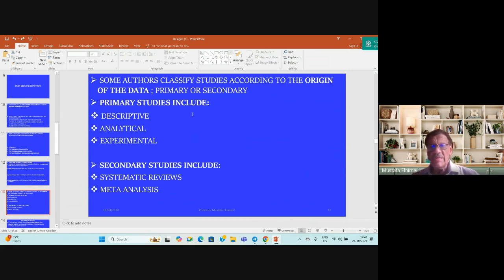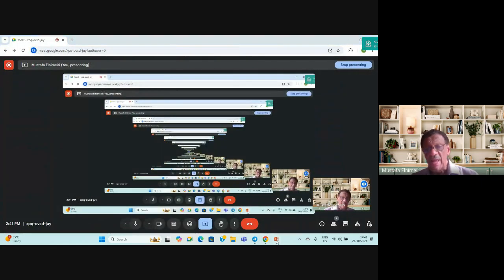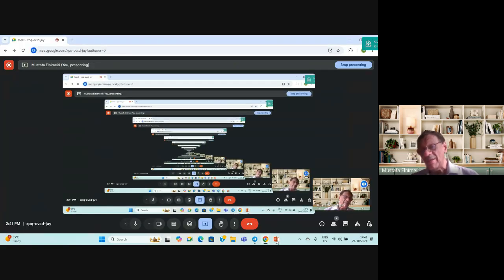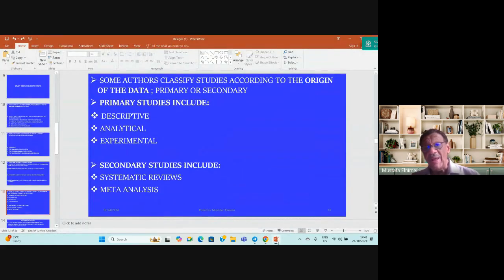Some authors classify studies according to the origin of the data into primary studies, which include descriptive, analytical, and experimental. And this will show us that the two classifications are interrelated, but here we are focusing on the source of the data. As well, the second category is the secondary studies, which they classify as systematic reviews and meta-analysis.